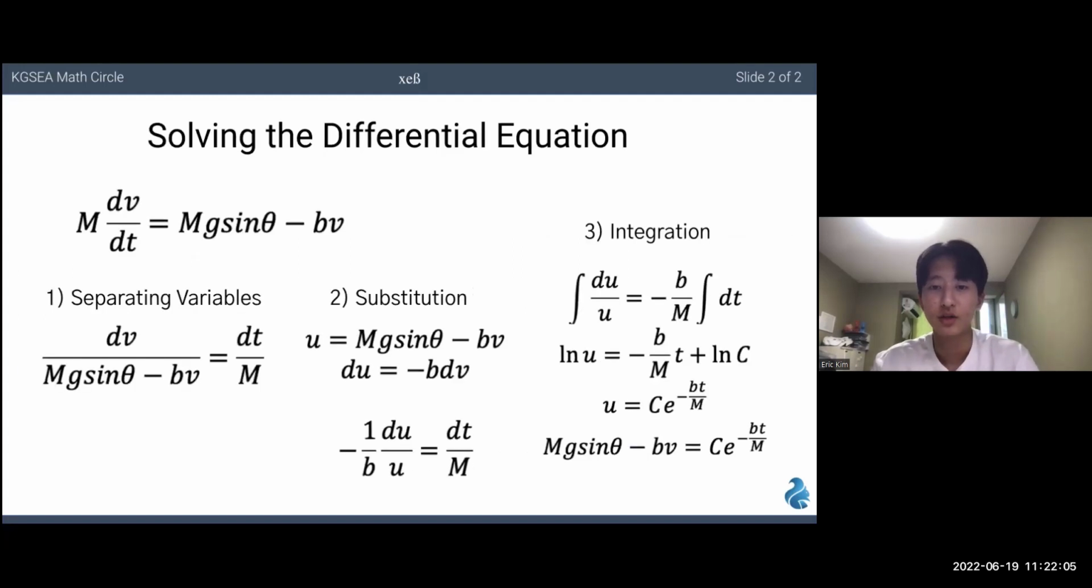Now we have a differential equation, and just like before, the first step is to separate the variables. Once that is done, we can use substitution to make the integration easier. Setting u equal to mg sine theta minus bv, we can differentiate u with respect to velocity to get minus b. Now rearranging the equation, we are ready for integration. We know that the integral of 1 over x is ln x, so once we integrate, we get the final equation shown in the bottom right corner.